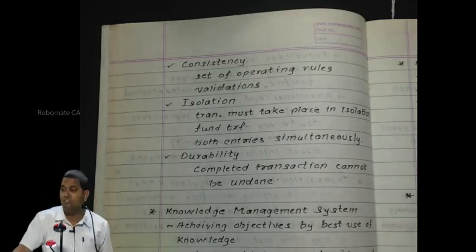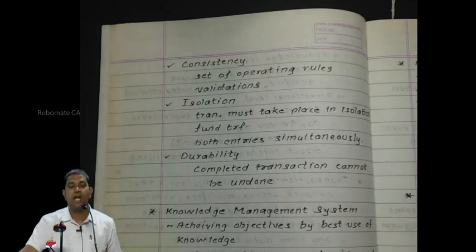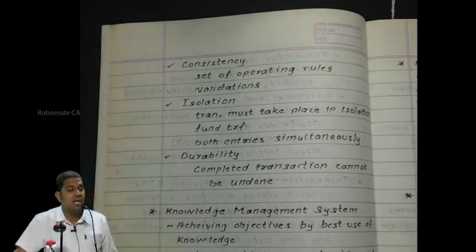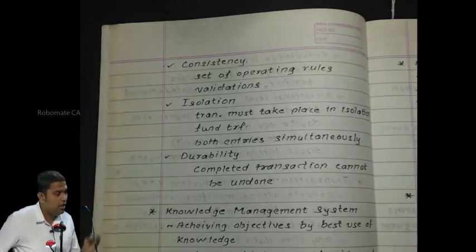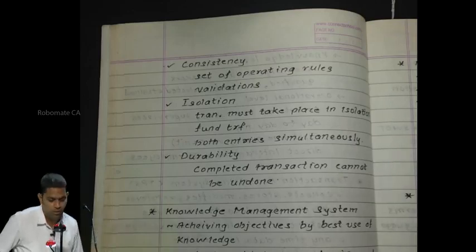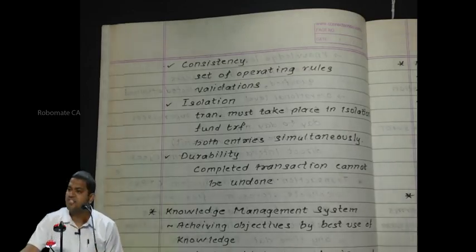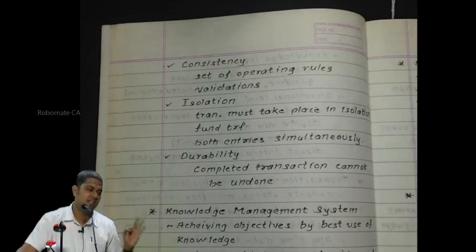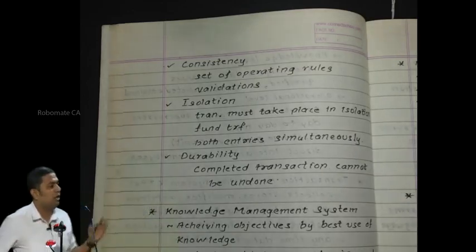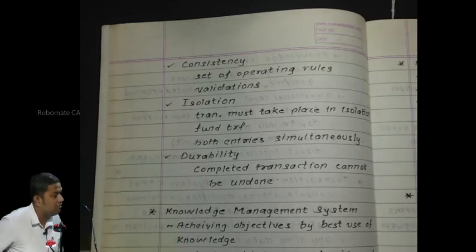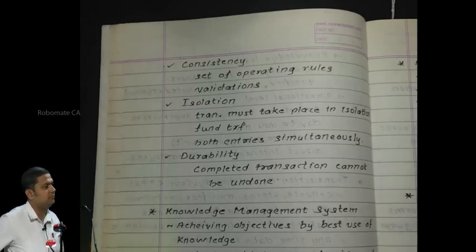It is the set of operating rules. It is nothing but the validations that are being put up on a specific input. That is called consistency. Your data should be consistent. You cannot afford to have wrong information.